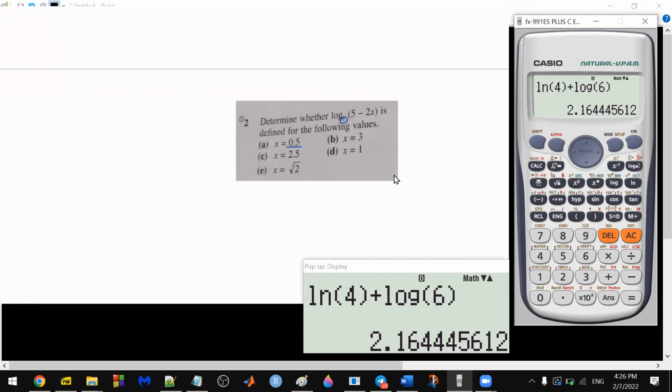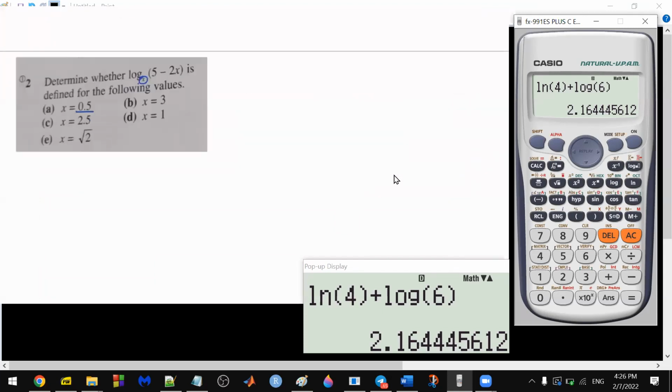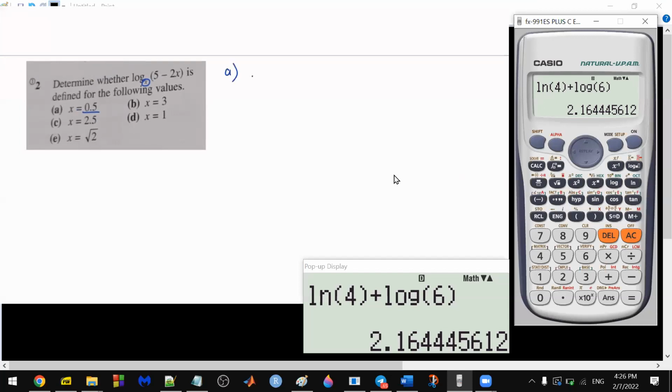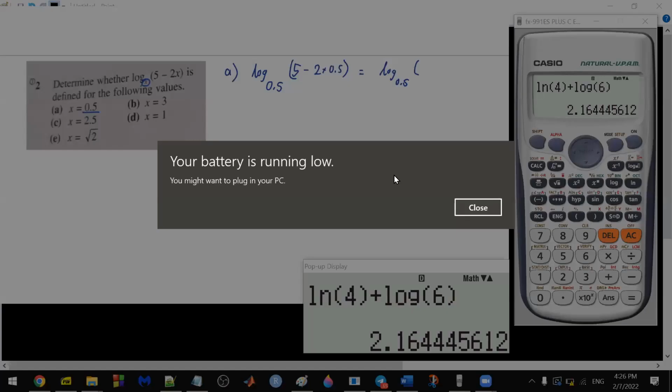Okay, let's look at part A. So when x is 0.5, it will be log of base 0.5 of 5 minus 2 times 0.5. Simplifying, I get log base 0.5 of, what is that? 5 minus 2 times 0.5. That's a 4. How do I calculate that?